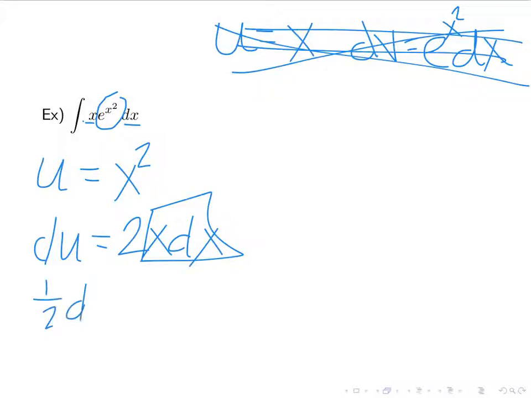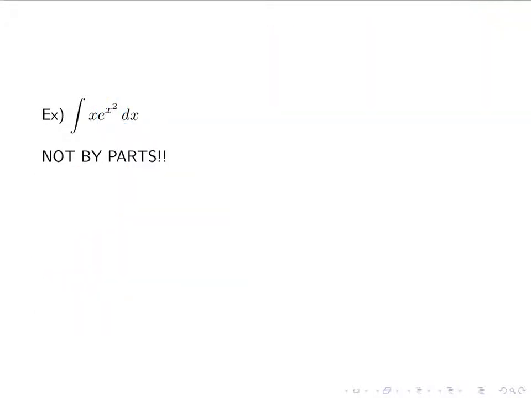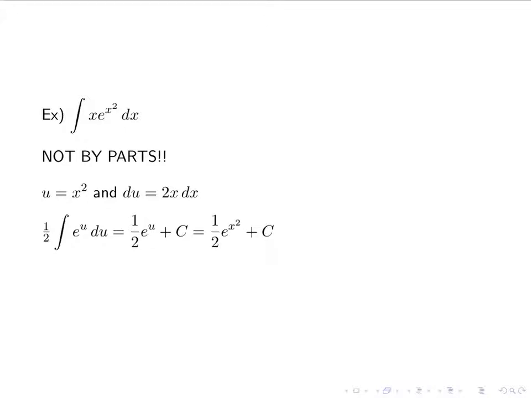So I just divide by 2, and I get this, which makes my u substitution really nice. I just went through that already. So my u substitution, I get 1/2 the integral of e to the u du, which is just 1/2 e to the u plus c, which is 1/2 e to the x squared plus c. Okay, so again, it's really, really important that you don't just blindly start doing by parts. Always look for something else first. By parts is the last thing you look for.